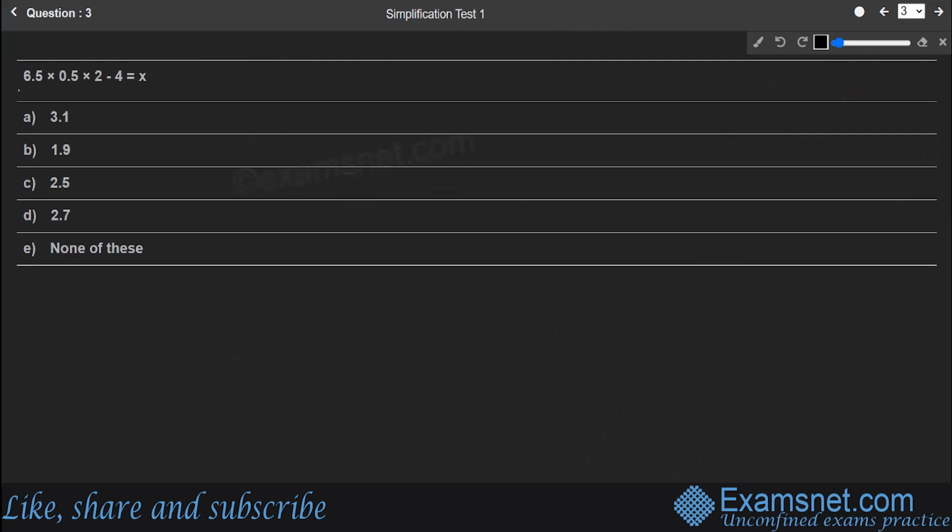Now, 6.5 into 0.5 into 2 minus 4 is equal to x. We are supposed to find out the value of x. Okay, so clearly there is a rule called BODMAS, where B is bracket, O is of, D is divide, M is multiply, A is add, and S is subtraction. We need to follow this order in any mathematical expression.